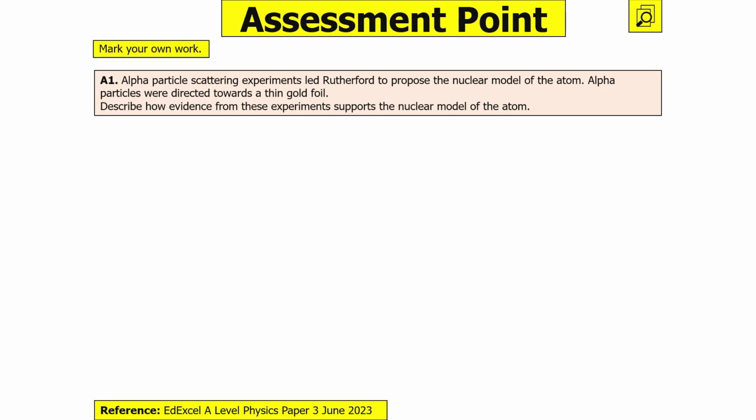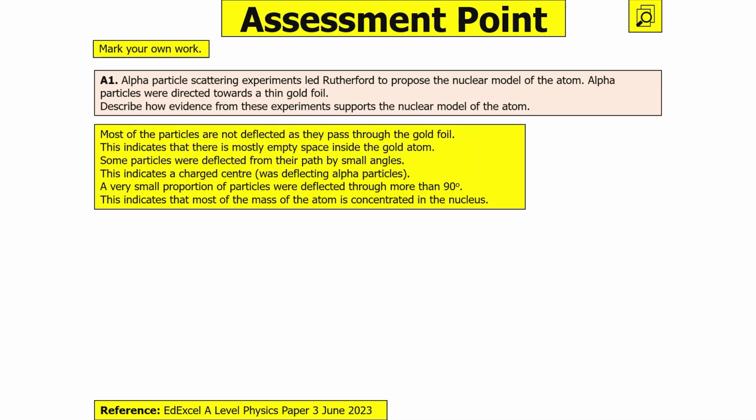Right, we know in this question most particles are not deflected as they pass through the gold foil, so this indicates that there's mostly empty space inside the gold atom. Some particles were deflected from their path by small angles, so this indicates a charged centre which was deflecting alpha particles, and a very small proportion of alpha particles were deflected through more than 90 degrees, so this indicates that most of the mass of the atom is concentrated in the nucleus.